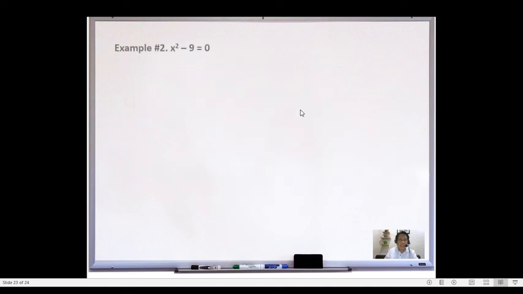Let's proceed to the second example. So solve x squared minus 9 is equal to 0 using the quadratic formula. Again, the first step, we are going to write this into the standard form. So this is already the standard form. x squared minus 9 is equal to 0. Our second step, identify the values of a, b, and c.